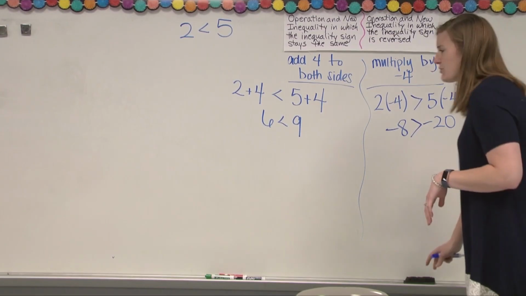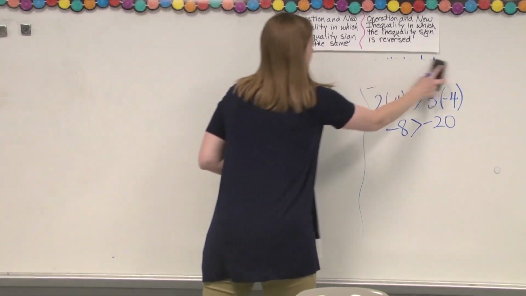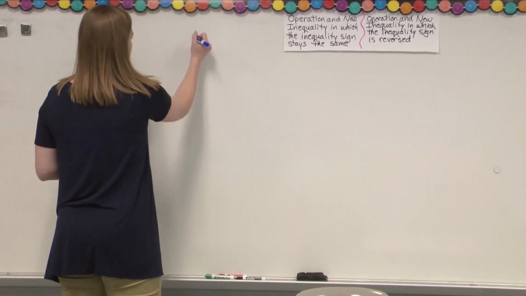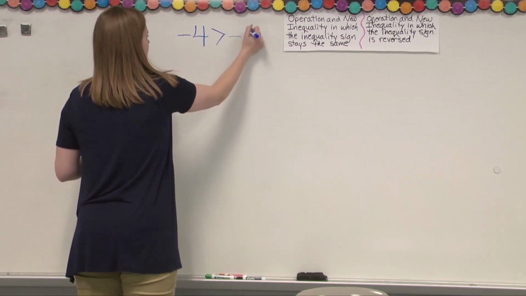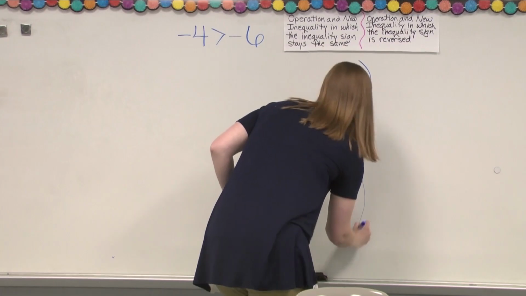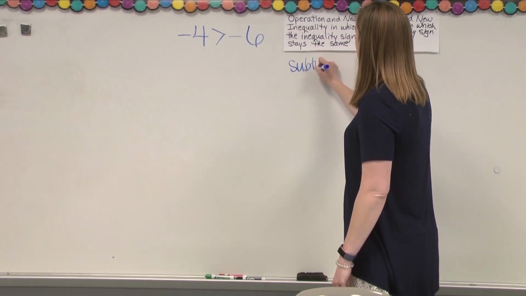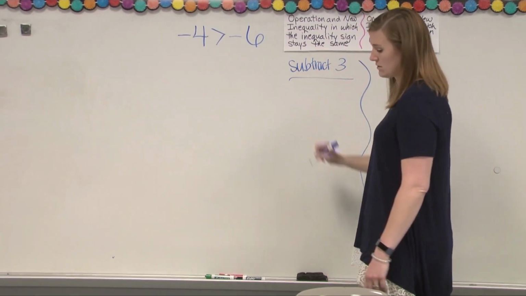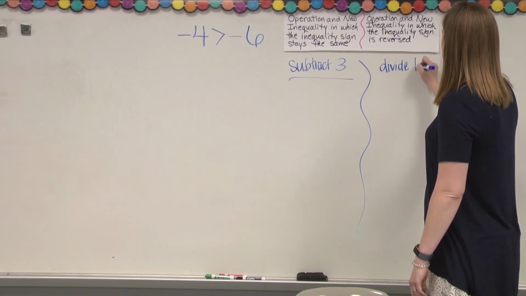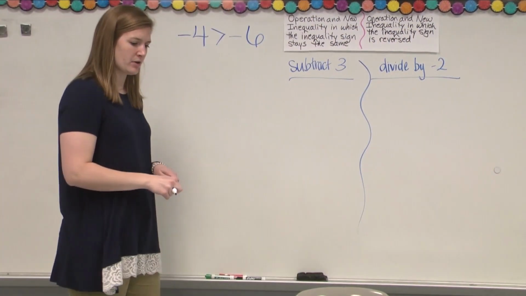Let's do a few more examples and see if we can figure out a pattern here. So our next inequality is -4 is greater than -6. While you copy that down, I'll go ahead and get our operations set up for what we're going to do to both sides so that you can copy them down and think about them. So here we're going to be subtracting 3 from both sides. And over here we're going to be dividing by -2. I'll pause for just a second so that you can copy that down and think about it.